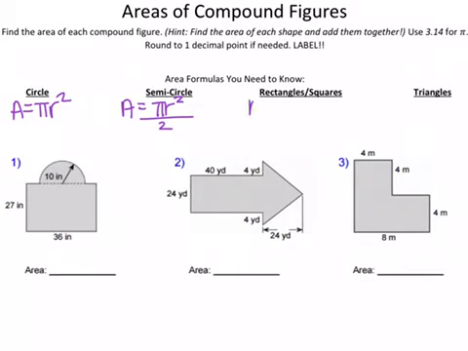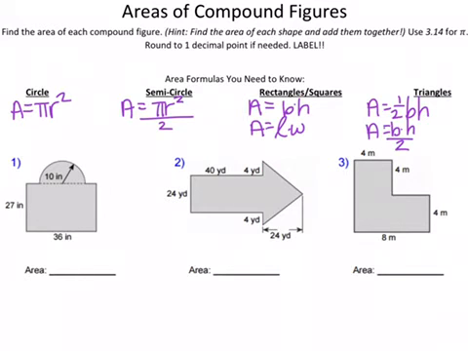Now the area of rectangles and squares, you guys have learned for a very long time, it's base times height, or you have also done length times width, okay? And a triangle is 1/2 base times height, which is the same thing as finding your rectangle or square, base times height, and then dividing by 2, because a triangle is half of a rectangle.